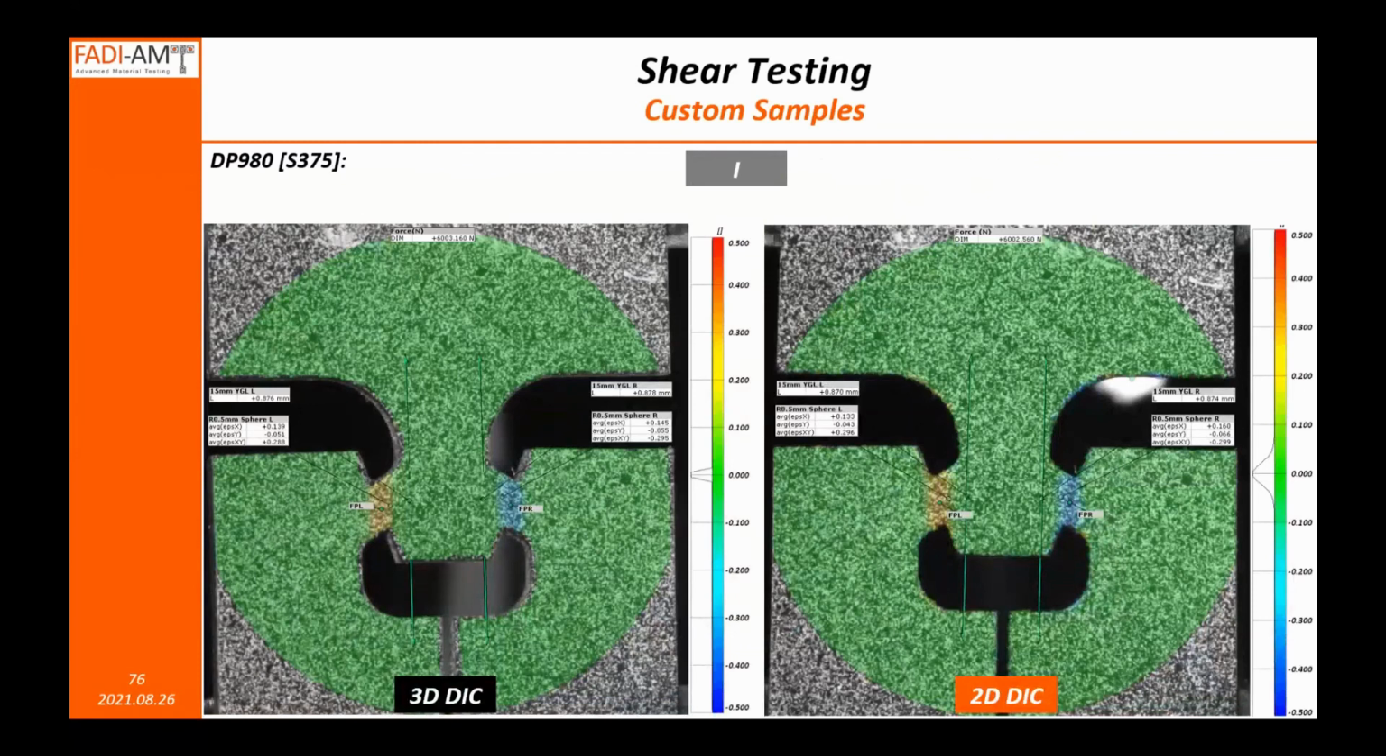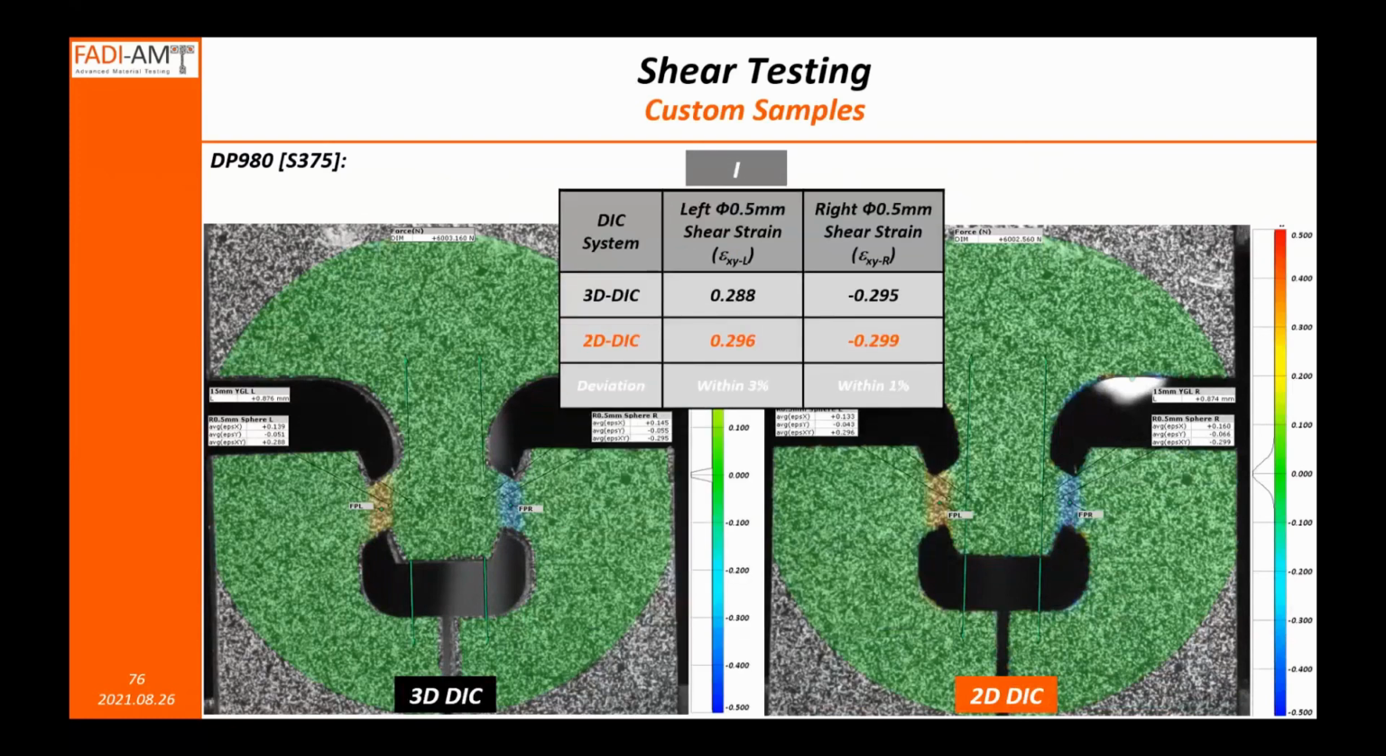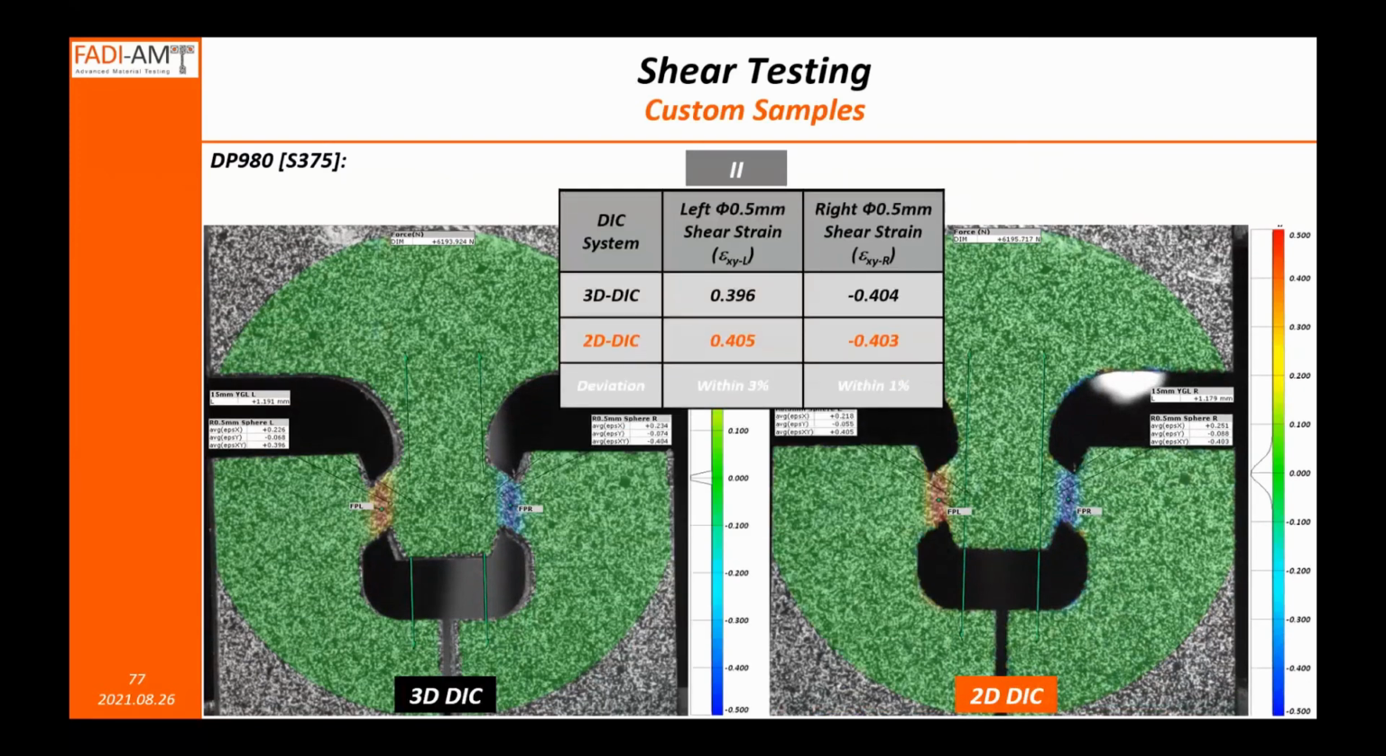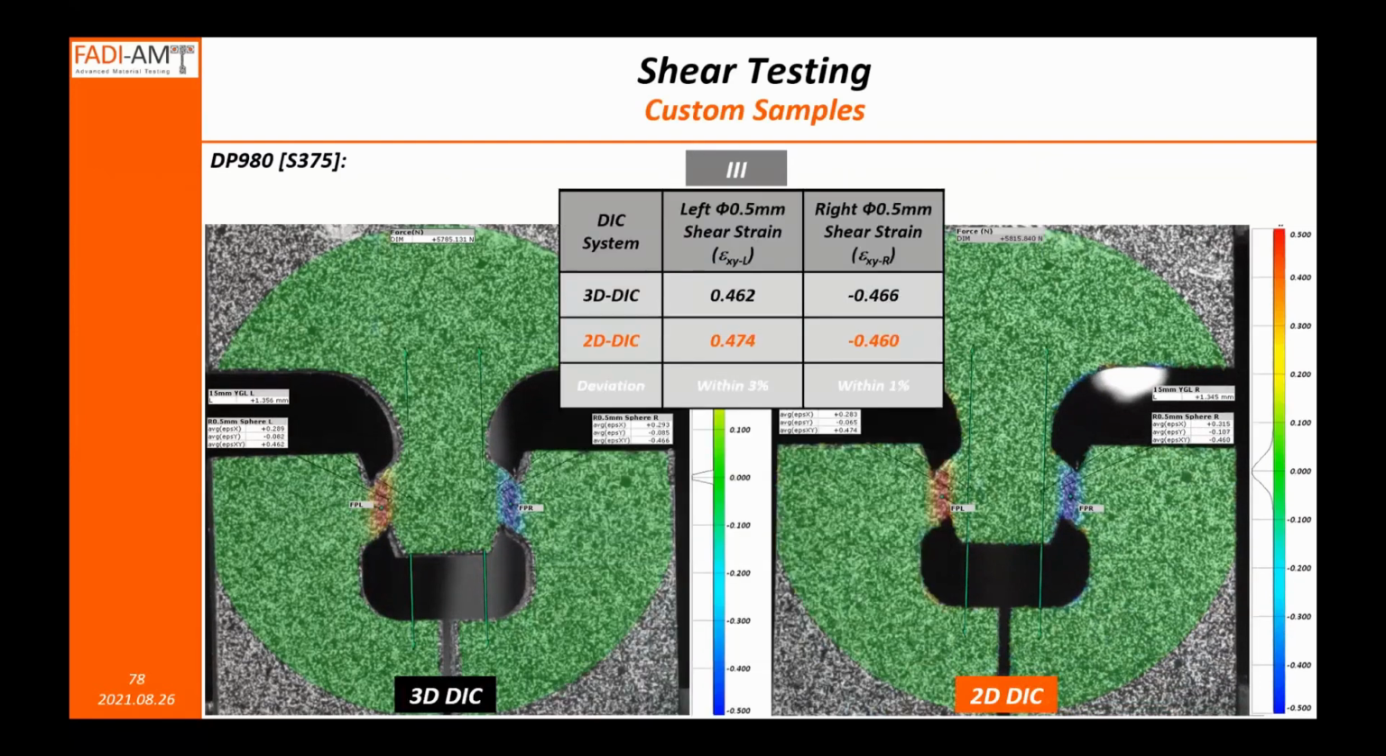And when we took the same strain maps at particular locations in the shear test, maybe early on, middle of the way, and then close to the fracture point, and we compared the 3D DIC and the 2D DIC, we noticed that the deviations are very small. To help you read these numbers, here are some summary tables. Within 3% deviation between 3D and 2D DIC. Within maybe 3-4%, also 3% here. And close to the point of fracture, the deviation is also within 3%.